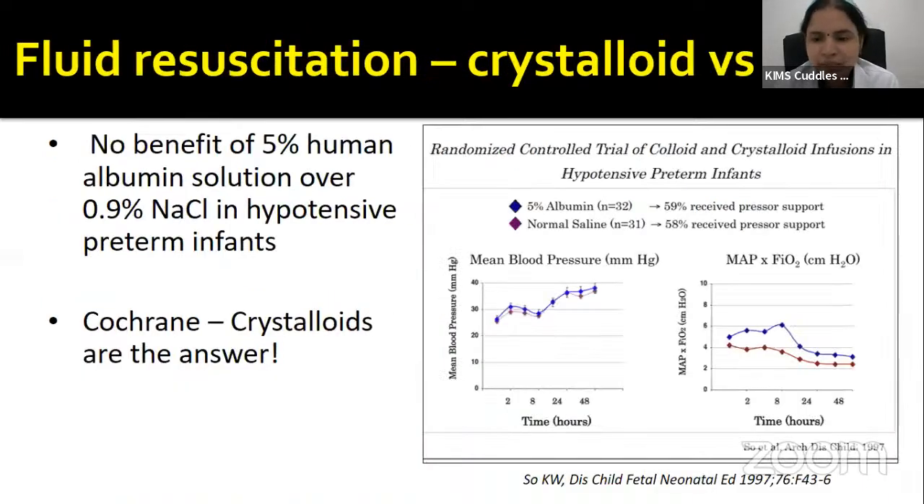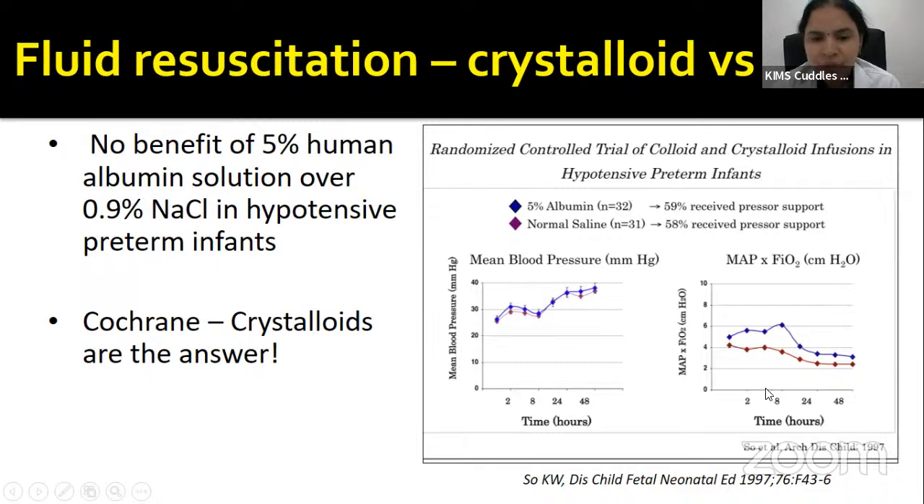So this was a study that compared the use of crystalloid versus colloid as the fluid replacement of choice in newborns with septic shock. And what did the study show? It showed that there was no difference between the use of 5% albumin or colloid versus crystalloid or normal saline in managing newborns with hypotension, preterm infants with hypotension. Both these solutions resulted in comparable mean blood pressure.